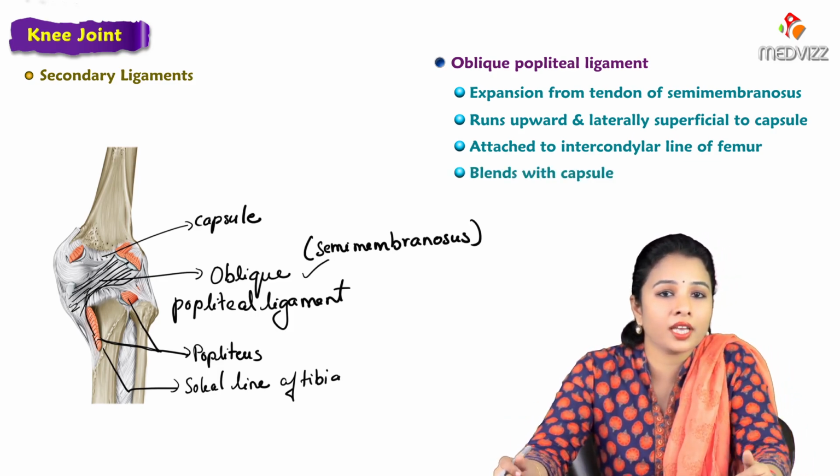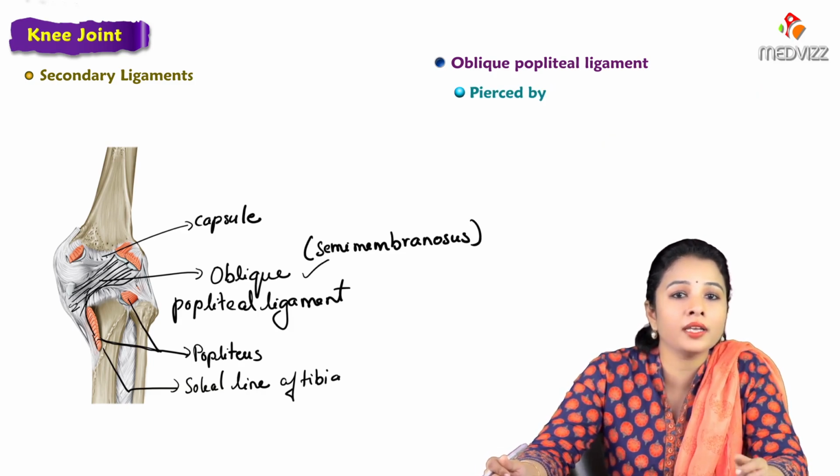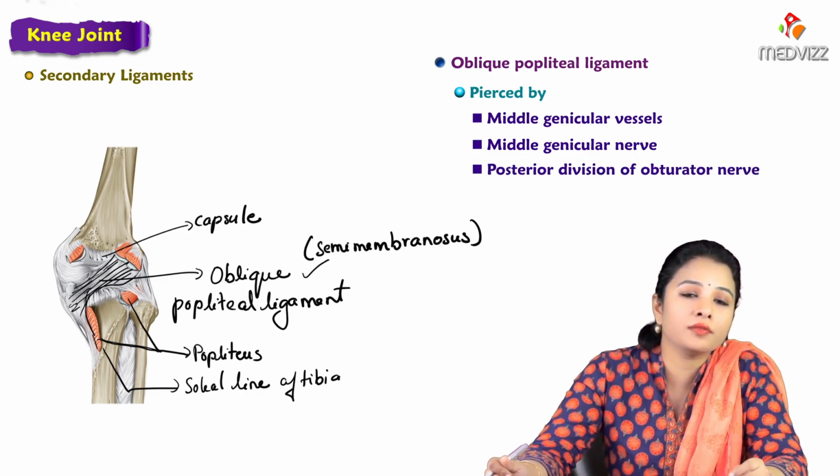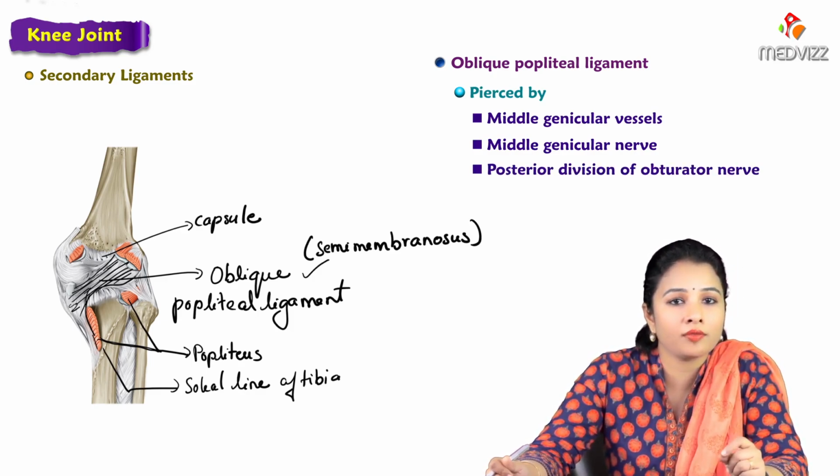It blends with the capsule of the knee, and it is pierced by the middle genicular vessels, the middle genicular nerve, and the posterior division of the obturator nerve. This thing you have to note down.